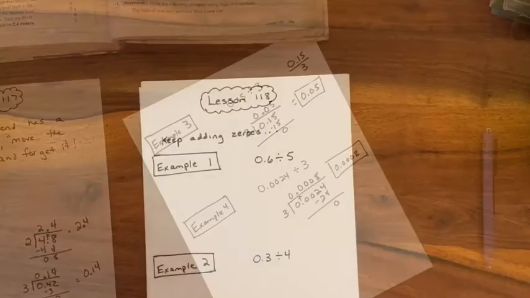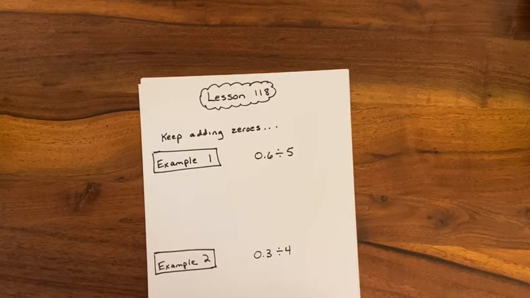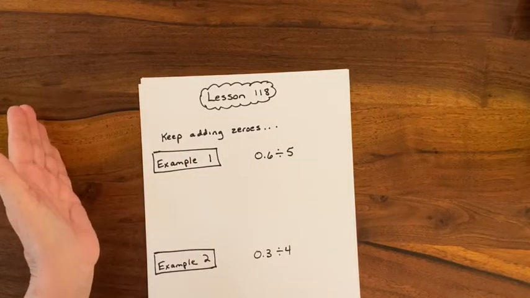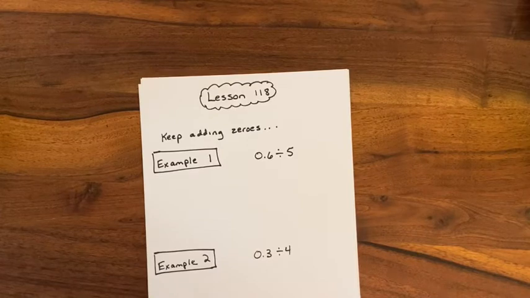Okay, that's it. Okay, so we're going to continue on with division and decimals, and this is lesson 118. We've always just not had remainders up to now when we've been dealing with decimals. When you do have a decimal division problem, you don't usually put a remainder. So I'll tell you, let's figure out what we're going to do about that.